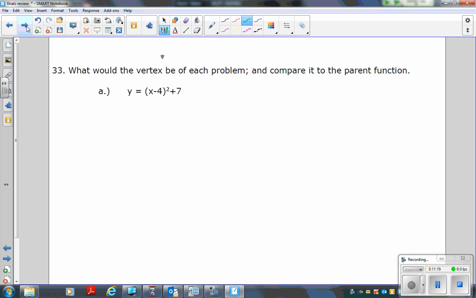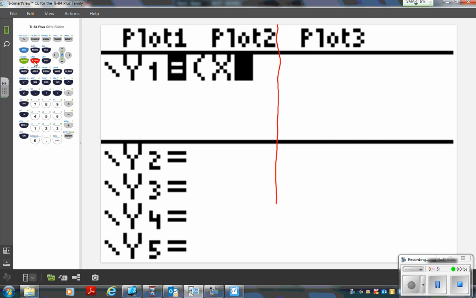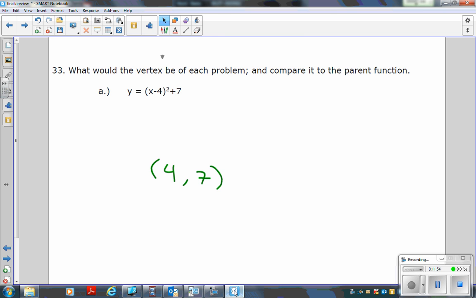What would the vertex be for each problem? Again, this is y equals (x minus h) squared plus k. So this right here, (h, k), would actually be the answer, but this is negative, so you have to change the sign. So if this is -4, this is +4, comma 7. The vertex is (4, 7). Now, if you're not really sure about this, or you think you might forget about the negative sign and all that, just graph it. It says (x minus 4) squared plus 7.